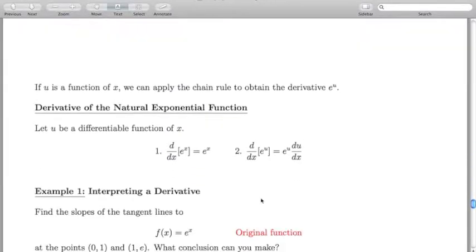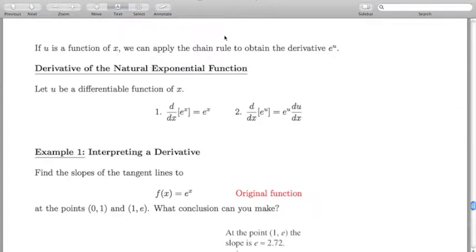So now, if u is a function of x, we can apply the chain rule to obtain the derivative of e to the u. So the derivative of the natural exponential function. Let u be a differentiable function of x. So for part 1, the derivative of e to the x with respect to x is just going to be e to the x. And then for part 2, the derivative of e to some f of x, because again, u is a differentiable function of x, with respect to x is going to be e to the f of x times f prime. In other words, d by dx of e to the u is going to be e to the u times u prime.